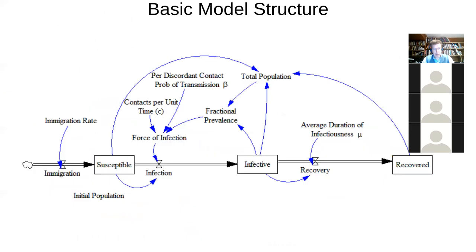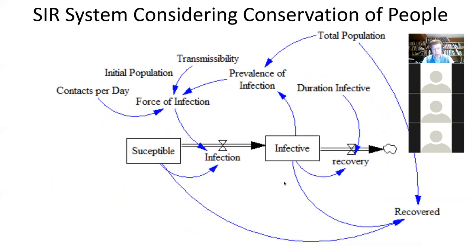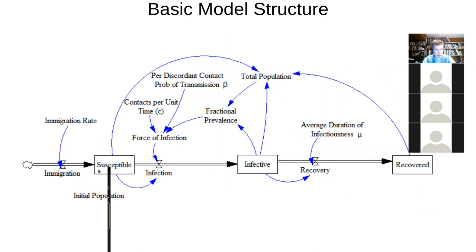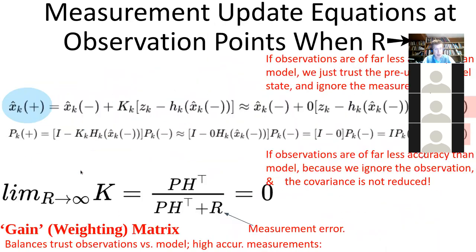So for example, if we have an SIR system, but it can be boiled down into an SI system because we have a fixed total population and R is just the total population minus the S plus I quantity, then really we have two elements of our state vector, susceptible and infective. Just two elements of our state vector. If we had a system which had a changing population, maybe because we have immigration or we have deaths or what have you, then we might have S, I, and R, something like this one here, where we have immigration coming in.